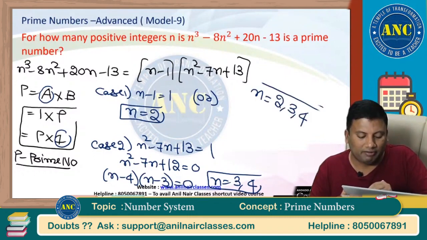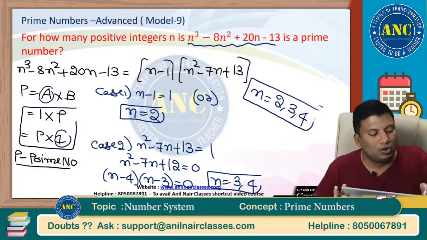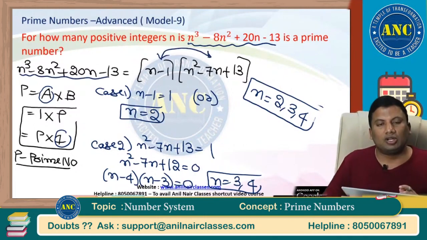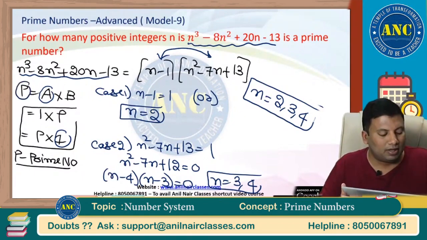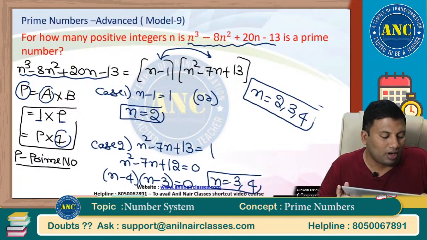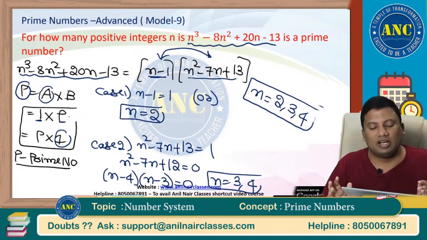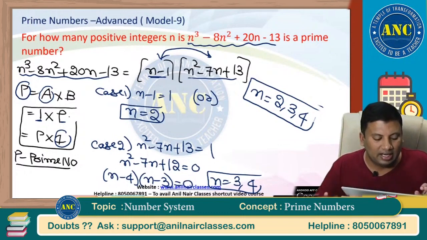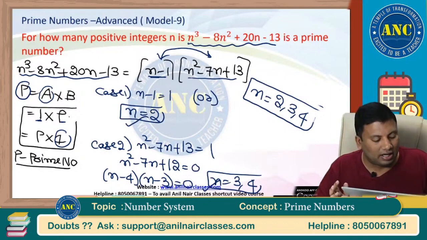n equal to 2, 3, 4. For these 3 values, this cubic expression is a prime number. The cubic expression is written as a product of two factors, that is n minus 1 into n square minus 7n plus 13. If this number is a prime number, it has got only two distinct factors, 1 and itself. So, 1 into p or p into 1. Either n minus 1 can be 1 or n square minus 7n plus 13 can be 1. Two cases, case 1 or case 2. You can take any two cases, you will get the answer. So n equivalent to 2 or n equivalent to 3 and 4.